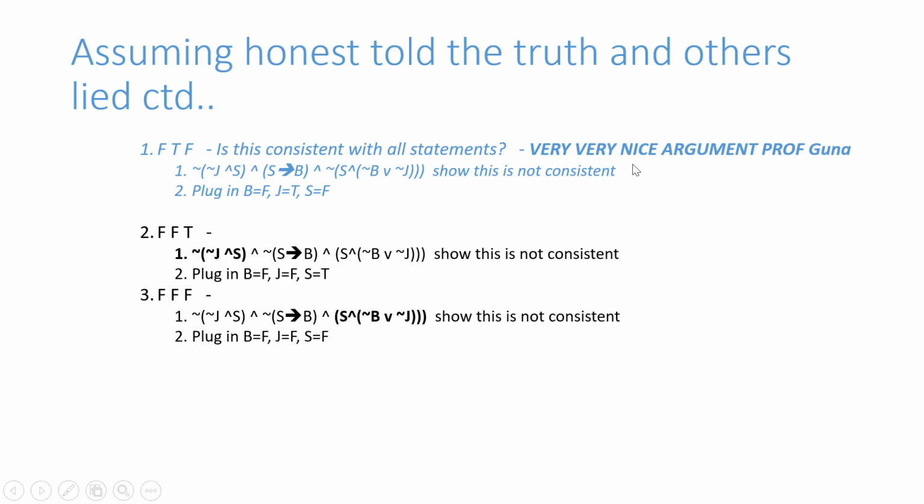So I congratulate myself on saying, very, very nice argument, Professor Guna. So you can show that this is the only thing that would work for you. That means Brown is lying and Jones is telling the truth and Smith is lying. So therefore, if you assume that some are lying and some are telling the truth, we have come up with this.